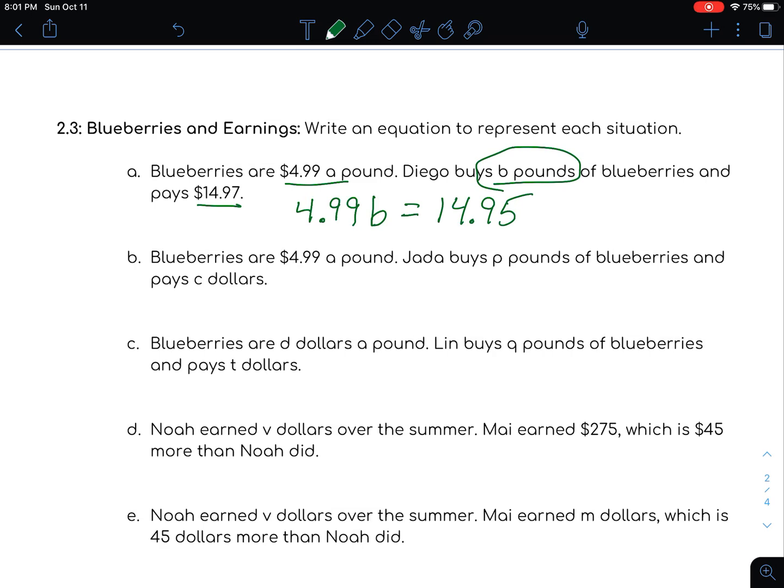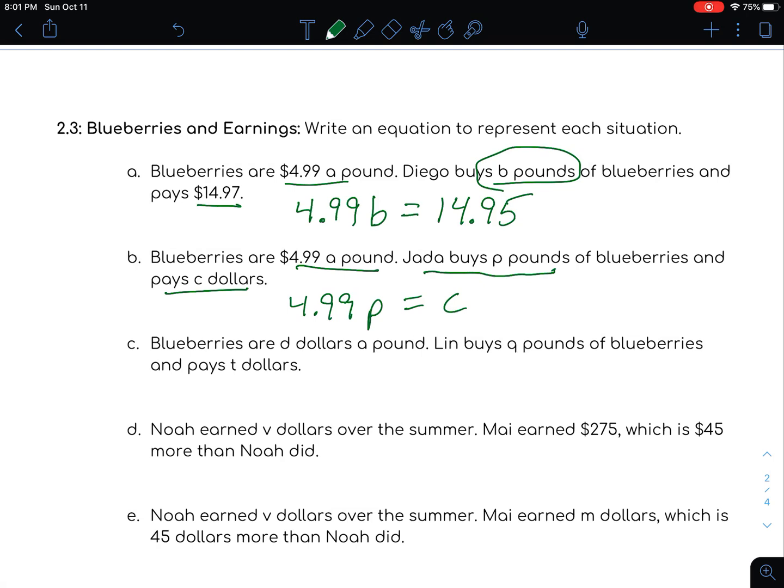All right, let's look at the same problem with a few more variables. So blueberries are $4.99 a pound. Jada buys P pounds of blueberries and pays C dollars. All right, so we still have $4.99 per pound. In this case, P is representing pounds, and that comes out to a total of C dollars. So instead of having the total in dollars with numbers, we're going to have a variable that represents that. So 4.99P equals C would be the equation.